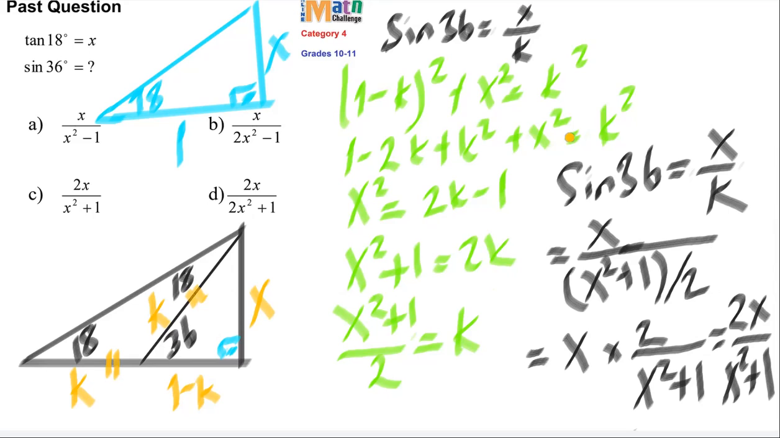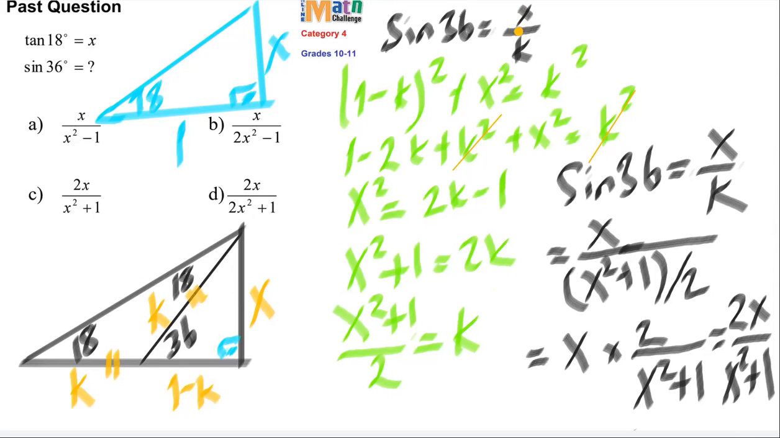Now this k squared, they cancel out each other. So these two and these two, they simplify. What is left is x squared equals, let's take these two to the other side, 2k minus 1. Let's take 1 here: x squared plus 1 equals 2k, so k equals this one. So now we get k in terms of x.